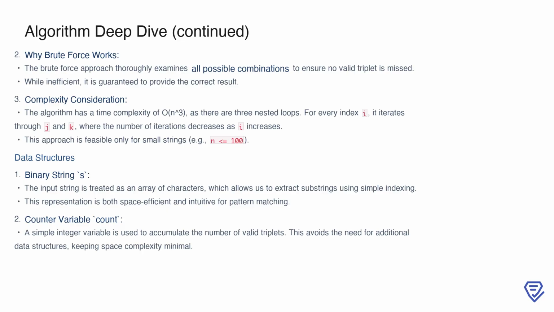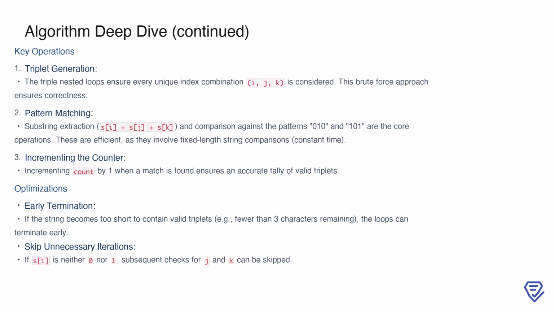In terms of data structures, the input string s is treated as an array of characters, which allows for efficient indexing and substring extraction. Meanwhile, the counter variable count serves as a simple yet effective way to track the number of valid triplets. This keeps the space complexity minimal, as no additional data structures are required. The key operations in this algorithm are triplet generation, pattern matching, and updating the counter. The triple nested loops ensure that every possible combination of indices i, j, k is considered, guaranteeing correctness. For each triplet, the algorithm extracts the substring formed by s[i], s[j], and s[k], and checks if it matches 0, 10, or 101.